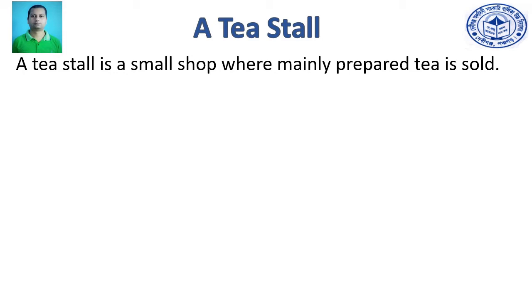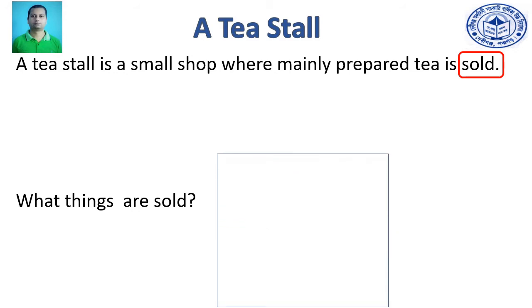Now we have the first line. We have to move on. Think about the last word of the first line. It is sold. So what is sold? Prepared tea, we have written. Now the question arises, what things are sold in a tea stall? I have told you, you know it, that many things are sold in a tea stall. So make a list of what things are sold. The first thing is various types of tea. It is a tea stall, so tea is the first thing to be sold.